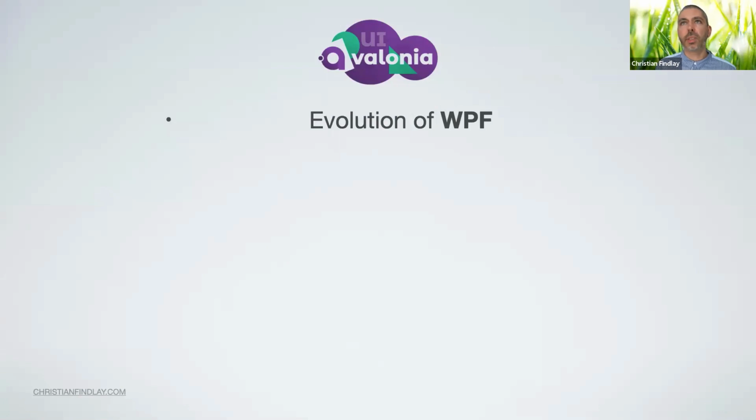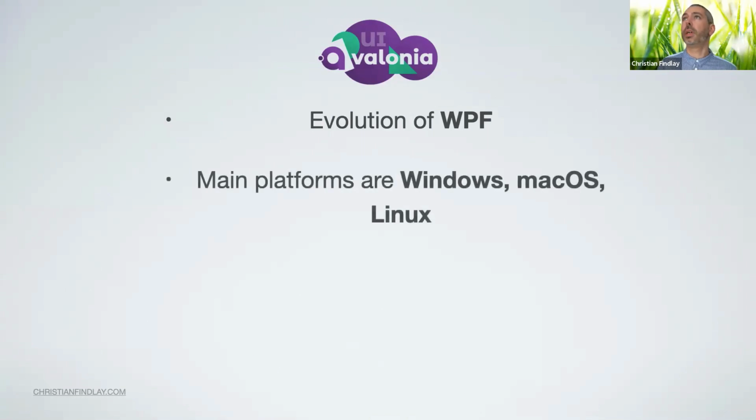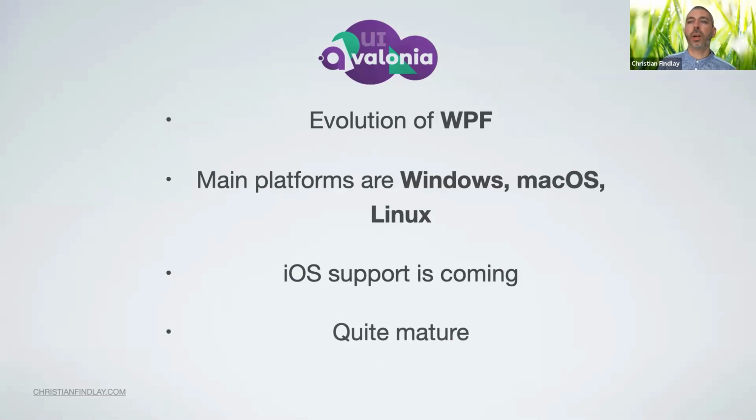So this is in some ways similar to Uno platform because the XAML style will be familiar to people that use Uno. Main platforms: Windows, macOS, Linux. iOS support is coming. It's not available as of right now, but I'm told that it's pretty much ready to go, and it's quite mature. It's a port from WPF, so most of the functionality that's in WPF now comes with Avalonia UI.